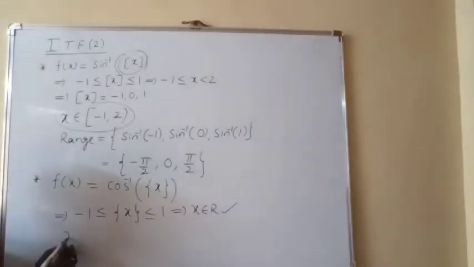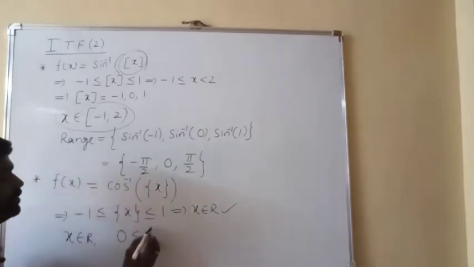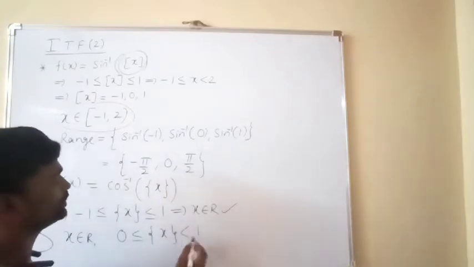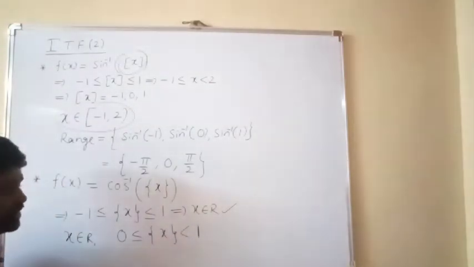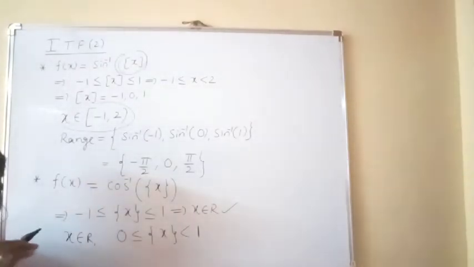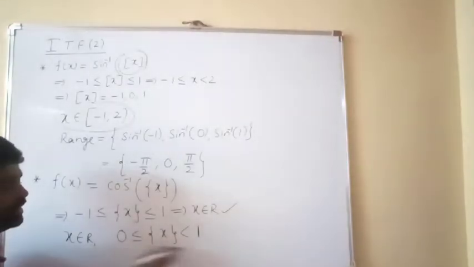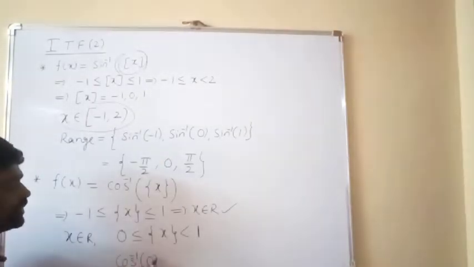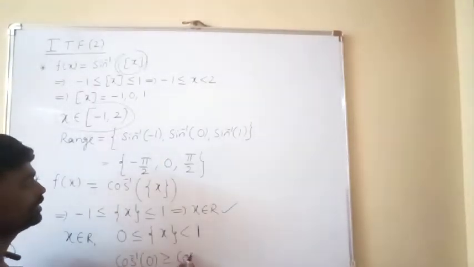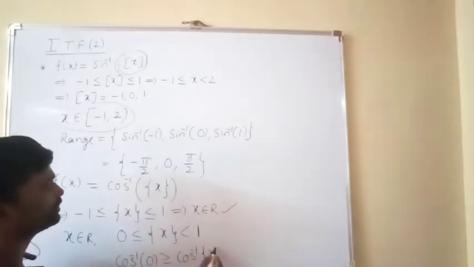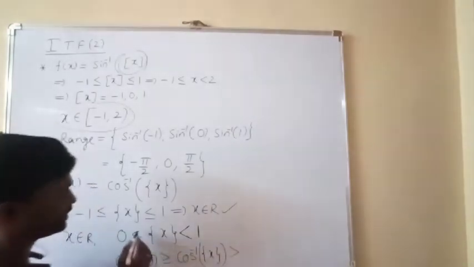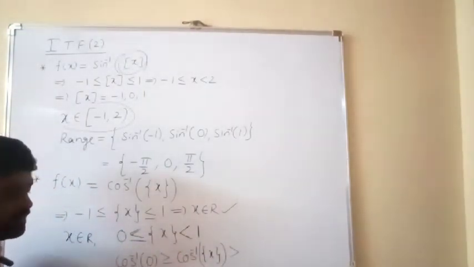Okay. Now for all these real numbers x, the fractional part of x always lies between what? 0 and 1. And apply cos inverse. Cos inverse is a decreasing function. Remember, cos inverse is decreasing, so the inequality changes. So cos inverse of 0 is greater than or equal to cos inverse of the fractional part of x, because less than becomes greater than, and less than or equal to becomes greater than or equal to.